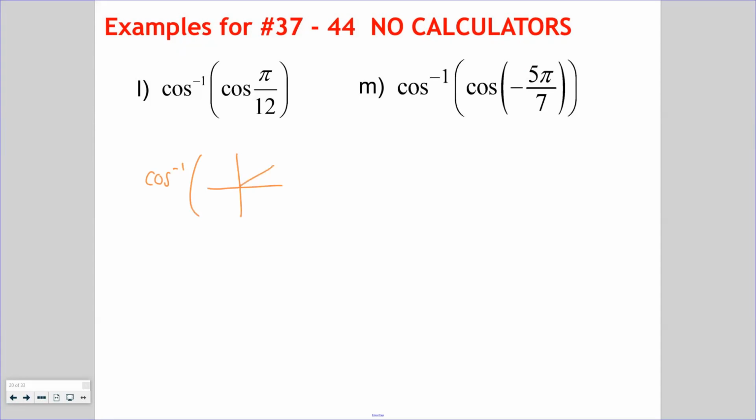Let's graph pi over 12. Pi over 12 is here. That is obviously not to scale. It should be a little bit smaller than that. That's fine. Just sketch it. Inverse cosine requires an answer to be in the first or the second quadrant. Pi over 12 falls in the first quadrant. So our final answer is just pi over 12. With cosine, we're looking for angles that give us the same x value. So go ahead and try M.